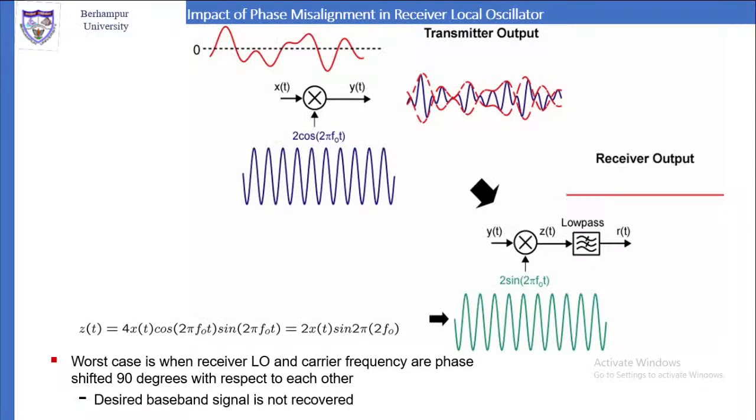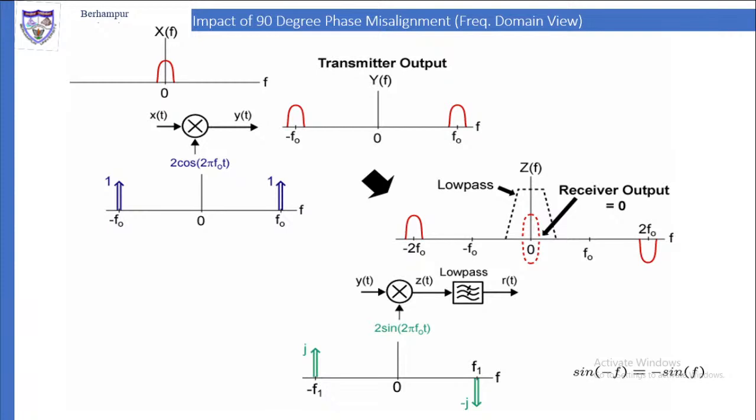Which means if the local oscillator is 90 degree out of phase, then we cannot receive the signal. This is the worst case scenario, if the receiver local oscillator and carrier frequency are phase shifted by 90 degree with respect to each other. In this case, we cannot recover the desired baseband signal. It is not possible. So this is one instance. Similarly, you can take other instances and see that it is difficult to recover back the original signal.